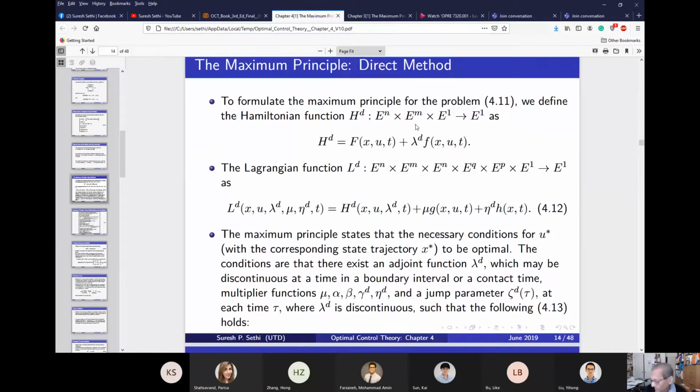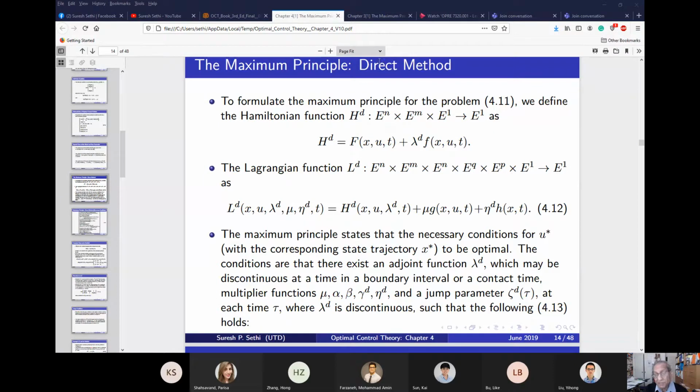So when we develop the maximum principle, we develop two maximum principles. In some sense, they're equivalent. One is called direct method, one is called indirect method. Most of the book, we follow indirect method. But many people follow direct method, so we should know it. Secondly, the sufficiency conditions are expressed in the direct method. So we're going to express the sufficiency condition in the direct method.